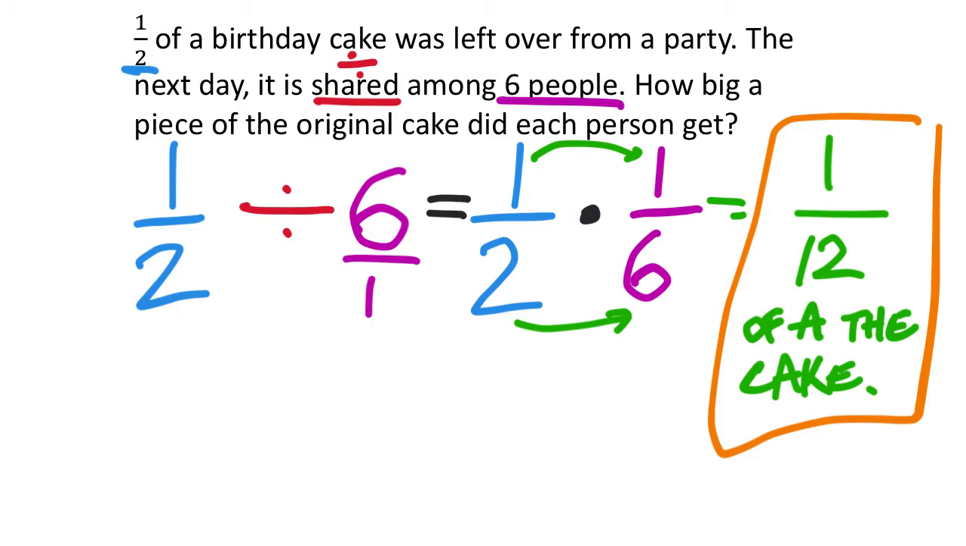So again, this comes with some analysis. It comes from stopping and thinking about what it is that it's asking, and the values that are given. Does it make sense for each person to get 3 pieces? Well, perhaps, but it doesn't really tell us the size. And that's really what it was asking: how big of a piece is each person getting? Not how many pieces. That's different.